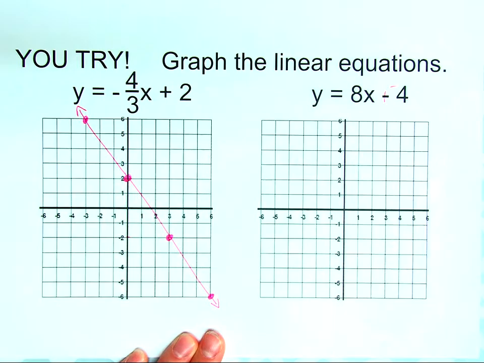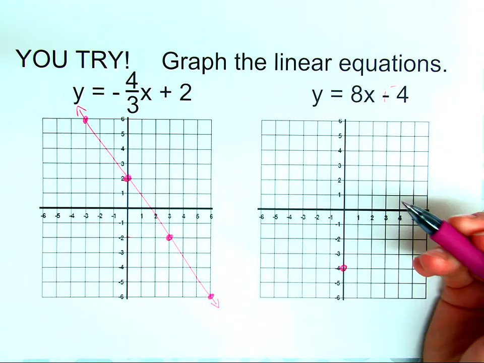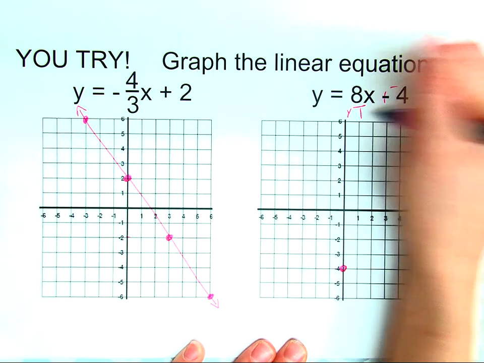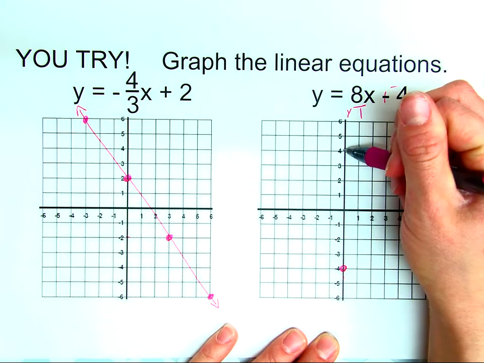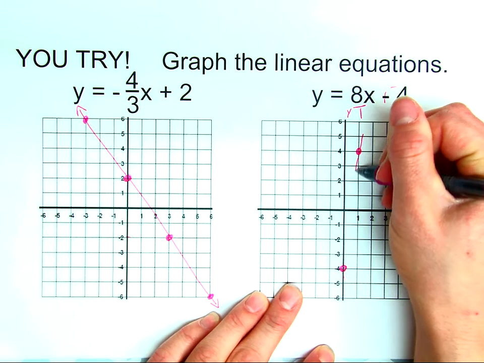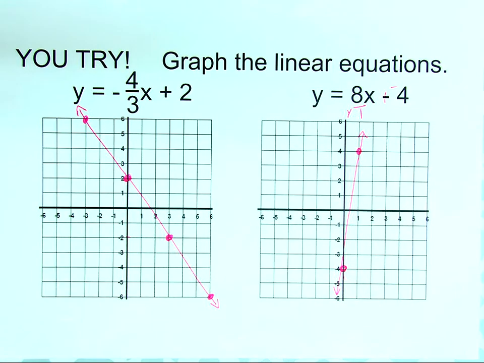Here, your y-intercept is a negative 4, so hopefully you went to the negative 4, not the positive 4, on your y-axis. And then 8 over 1 is your slope, so I definitely can't go down 8, so I have to go up 8 and over to the right 1 to make a positive slope. So this is a very steep slope. And that's how your graph should look there.